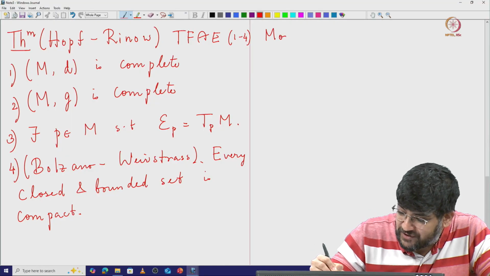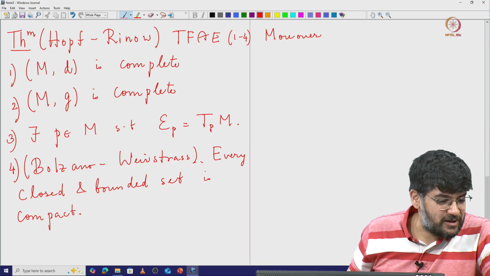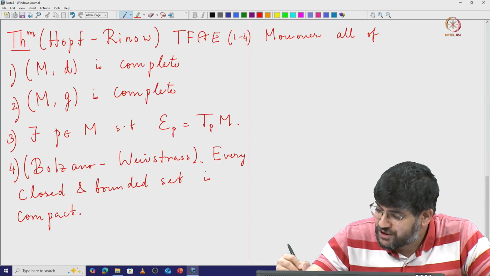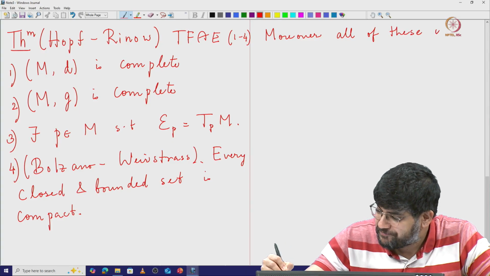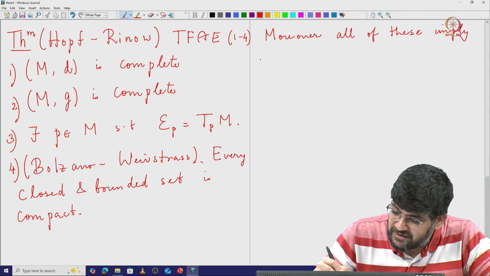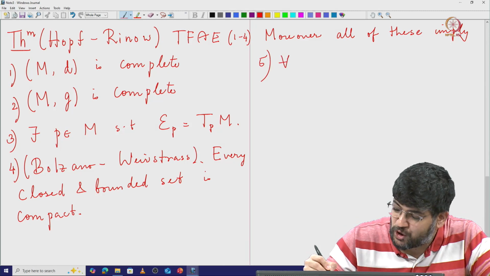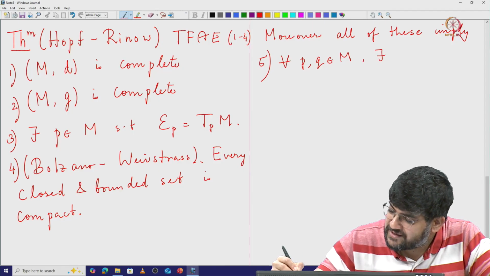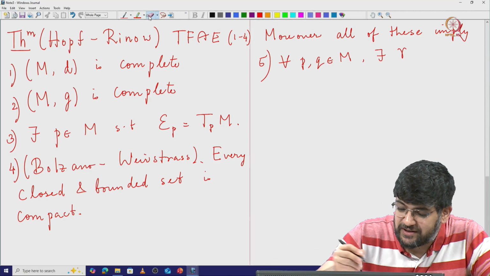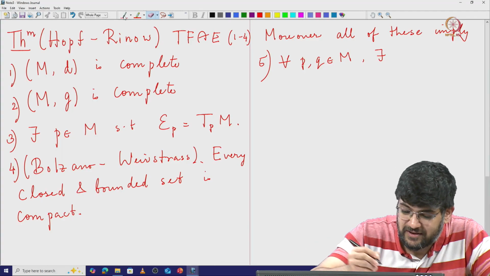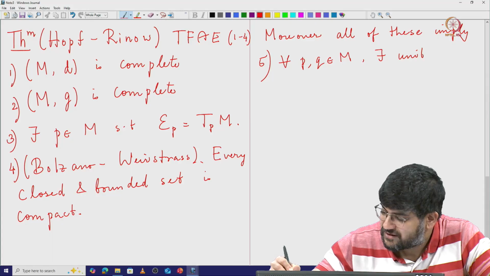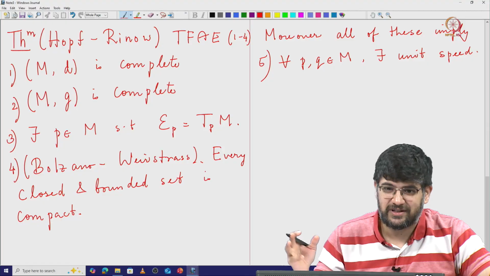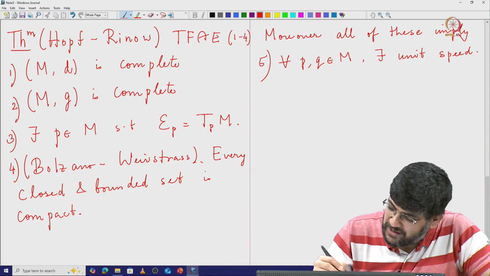Moreover, and this is sort of the key part, all of these are equivalent, so each one implies the fifth property, that is, for all P, Q in M there exists a unit speed minimal geodesic. Of course, unit speed is not important. If you have some minimal geodesic, you can just reparameterize to have unit speed.